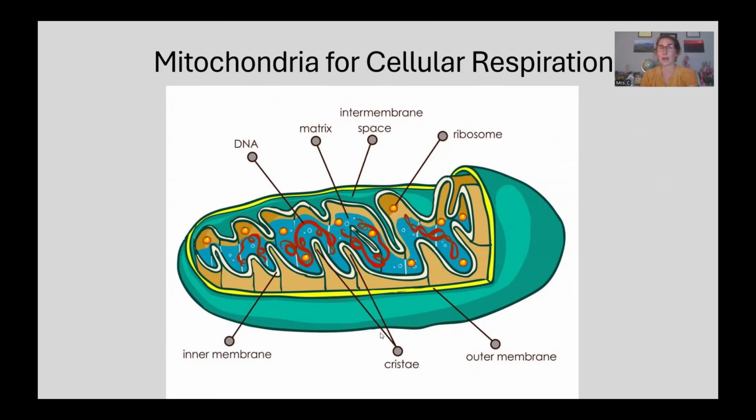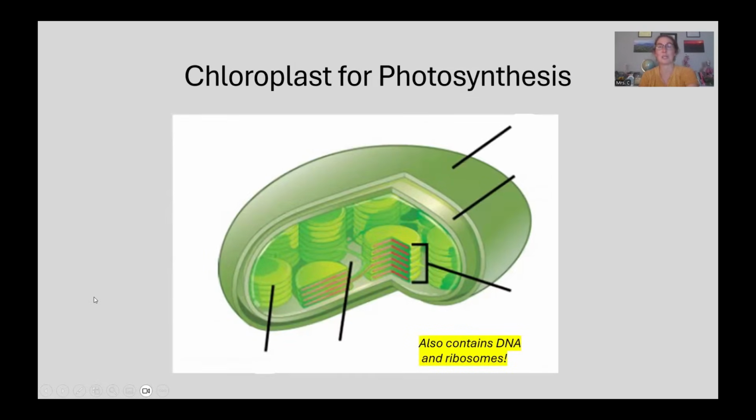It's going to have a double membrane, an outer membrane. The inner membrane is folded, called cristae. The inner folds are called cristae. This organelle is unique because it has its own DNA and ribosomes. The matrix would be that space in the center. Mitochondria, making that ATP, cellular respiration.